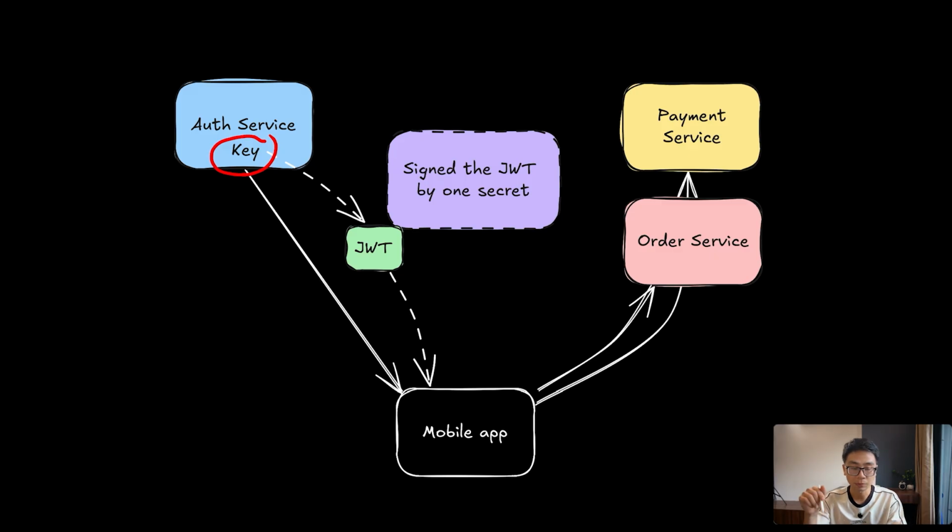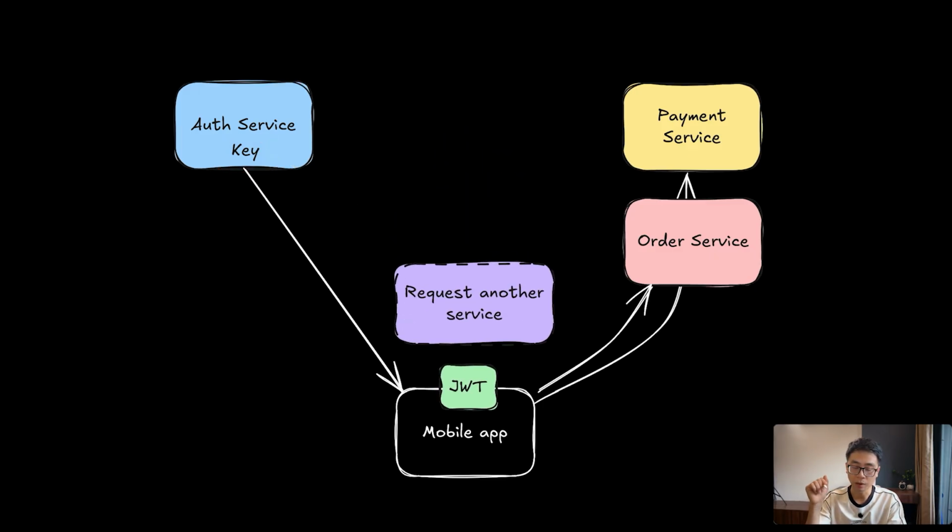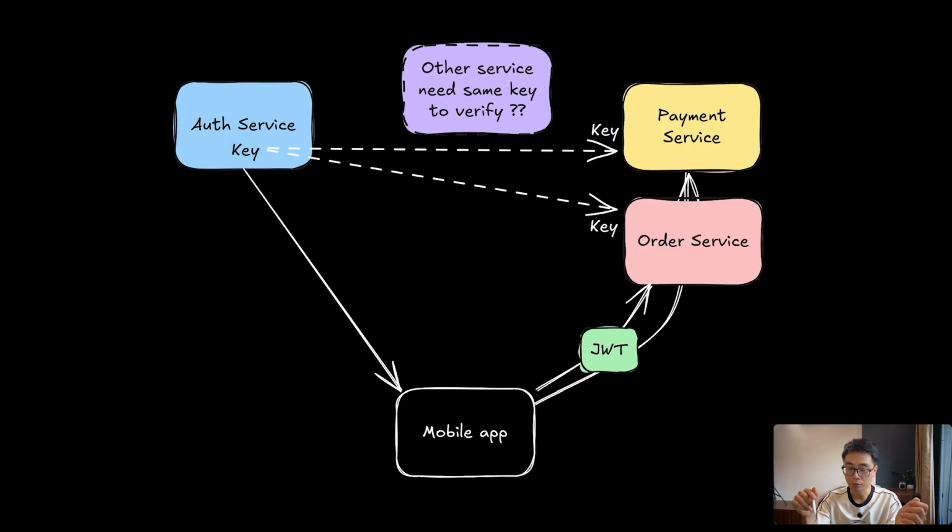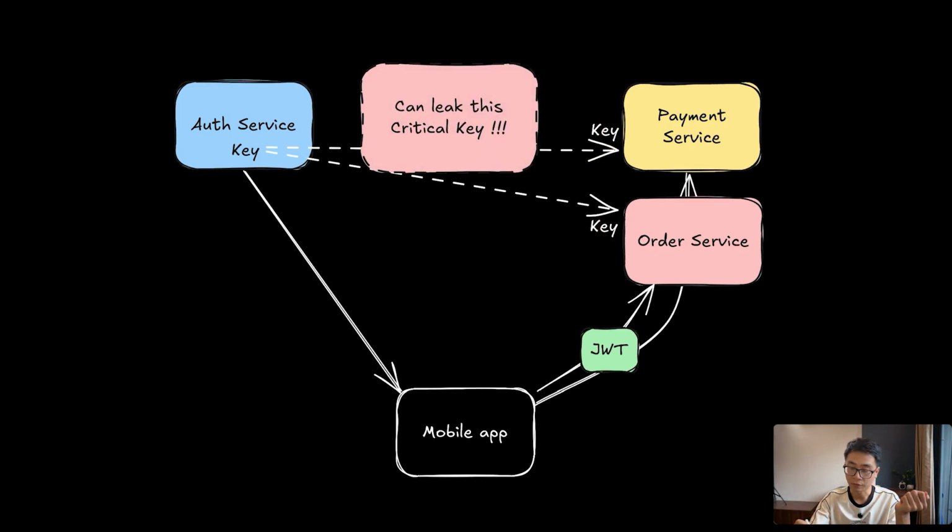And then when the JWT is received by the mobile app, it will send this one to another service to do other business stuff. So the other service needs to verify this JWT as well, and in order to verify, it needs to know the same key as the auth service. That's quite a big problem because in this situation, more than one service has access to the key. This increases the chances of the key leaking or being stolen or hacked by another person, and we should avoid this case as much as possible.